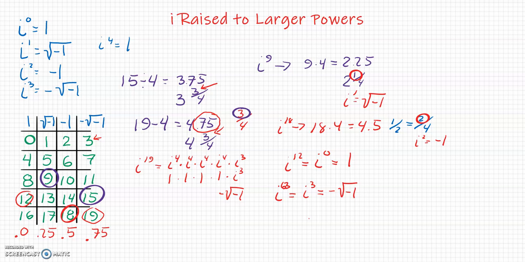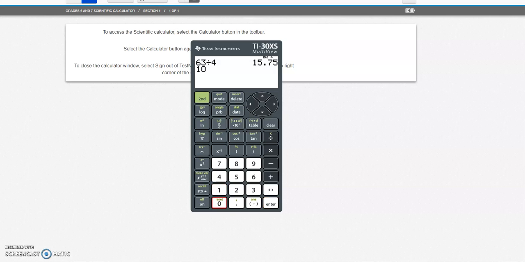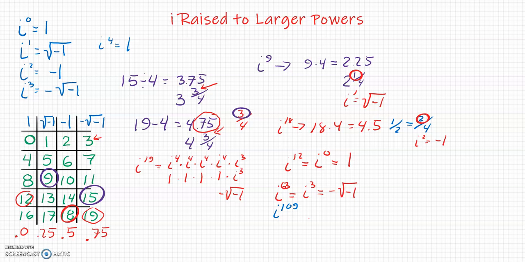Let me change up my colors. Let's do a different one. i to the 109. To our calculator, 109 divided by 4. So we're always going to divide by 4. 27.25. So that's the part we're focusing in on, the 0.25. 0.25 is the same thing as 1/4. So that means i to the 109 is the same thing as i to the first, and i to the first is the square root of negative 1.